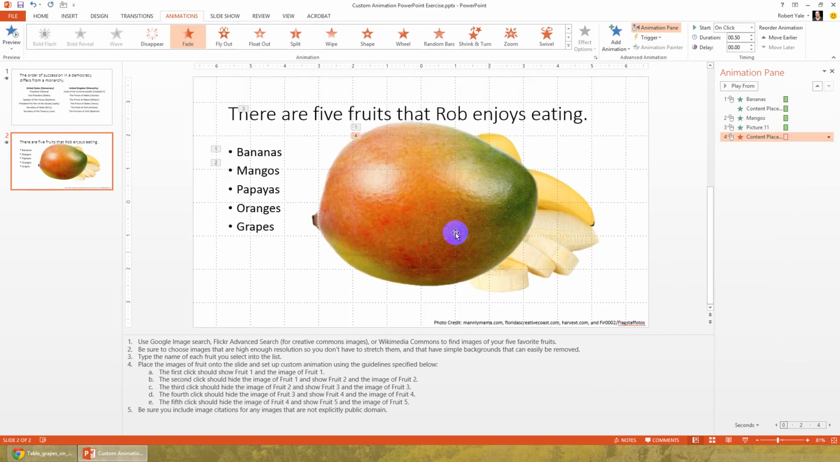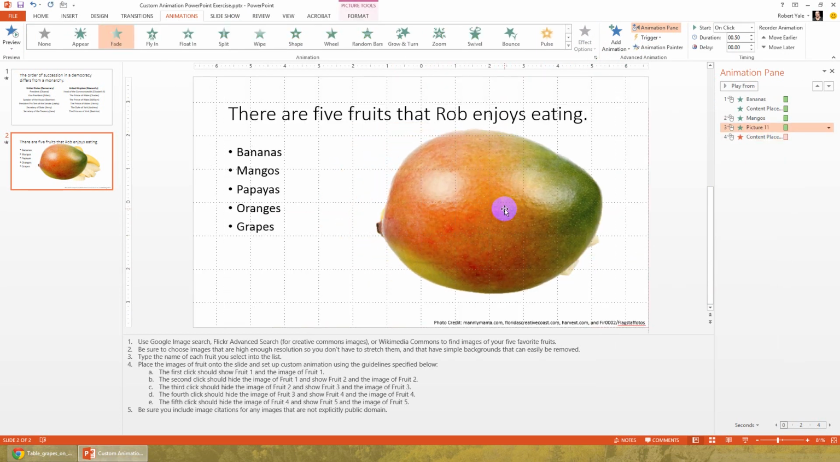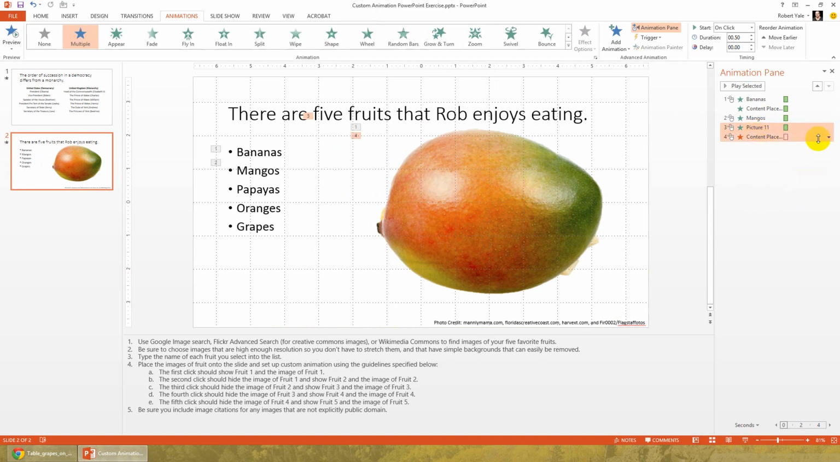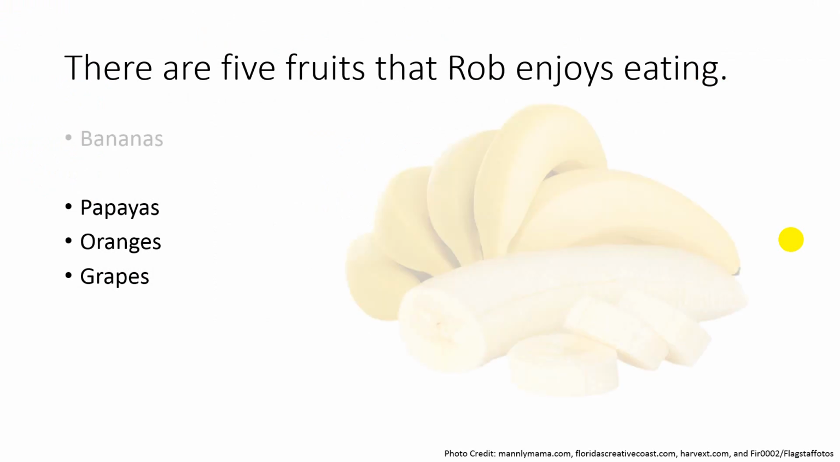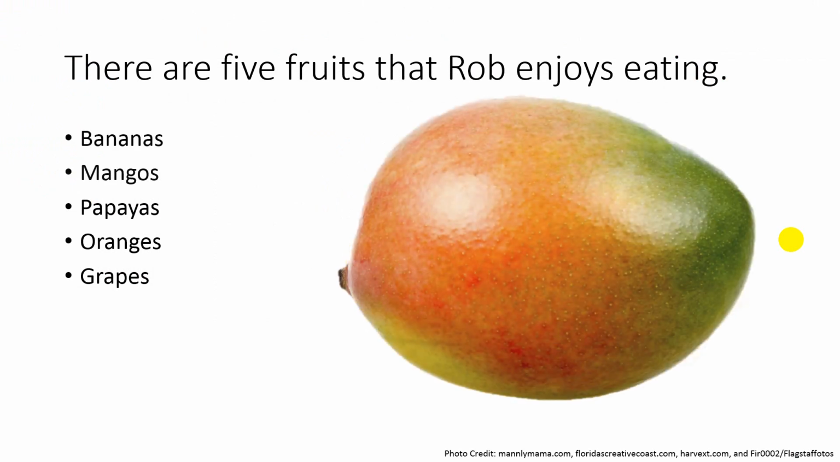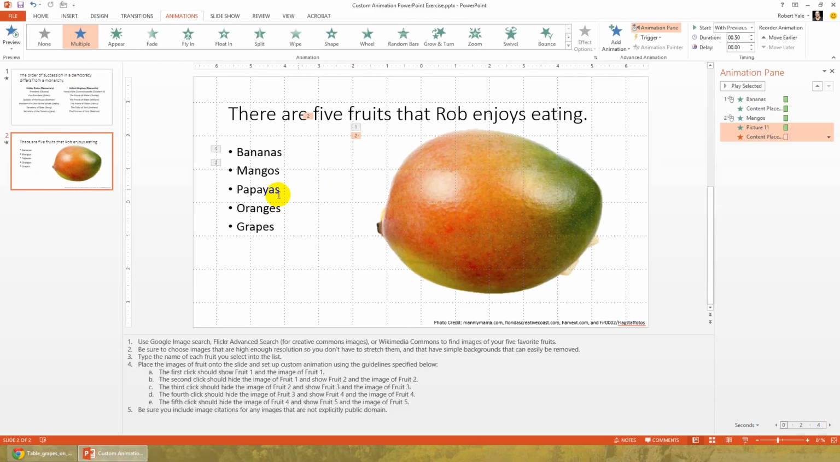Okay? Now I want all three of those things to happen at once. You can see here the mango's text appears, the mango picture appears, and the bananas picture disappears. So I'm going to select each of those, click the drop-down list, start with previous. So let's double check and make sure that we've done it properly. If I view the slide, bananas appear, bananas disappear, and the mango appears. Perfect. We are on track.